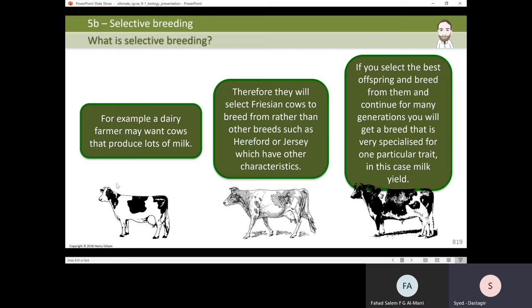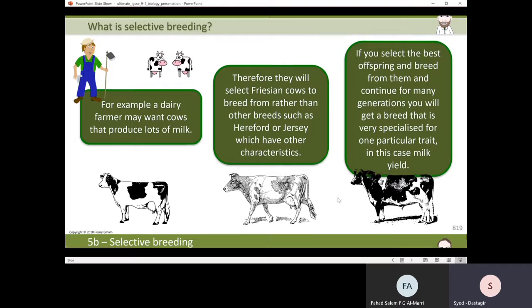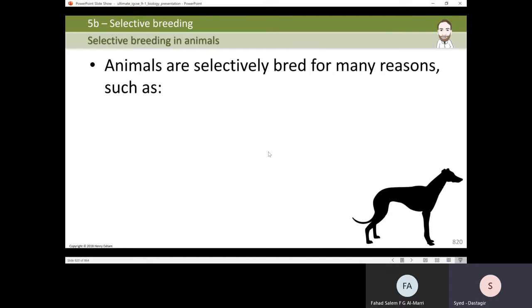So if you breed this cow with this bull, you'll get the highest milk yield. That's what we want as farmers. Okay. So animals are selectively bred for many reasons. We've mentioned one. Can you mention any others, Fahad? For hunting. For hunting, yes, and like you said for milk, and for good meat. Meat, okay. Anything else?